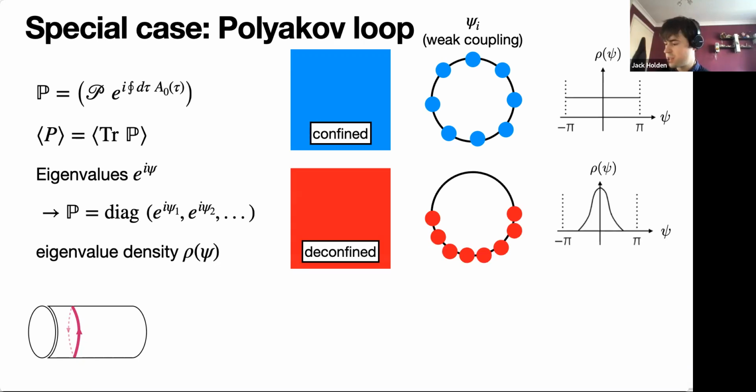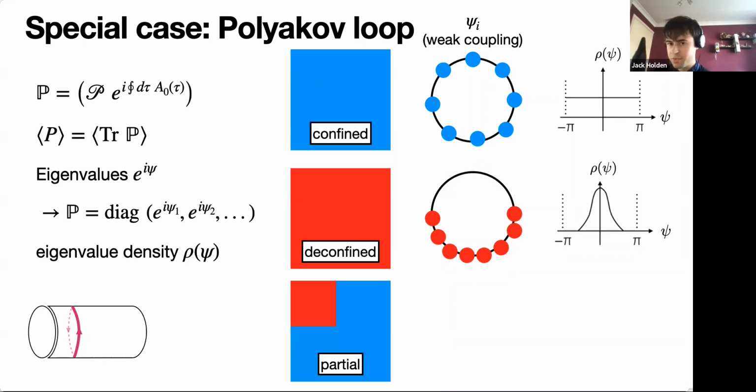In the deconfined phase, the eigenvalues are non-uniform, and so we say that this is the density distribution. It's important to point out that the eigenvalue density distribution loses support in some area where there are no eigenvalues, so there's no eigenvalue density.